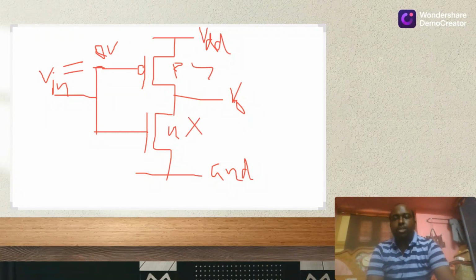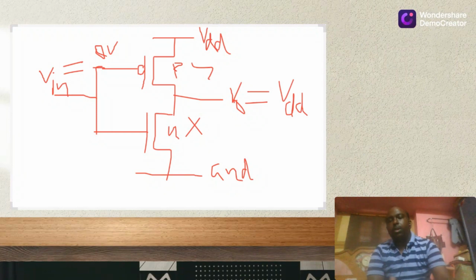When NMOS is not conducting, it acts like an open switch, whereas PMOS, which is conducting, acts as a closed switch. Now since it is acting as a closed switch, V0 will be connected directly to VDD. So we get V0 as VDD for Vin as 0 volt. So it is acting as an inverter. When I give Vin as 0 volt, the PMOS conducts like a closed switch and V0 is connected to VDD.